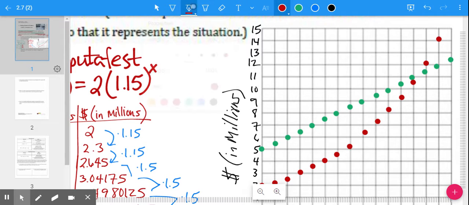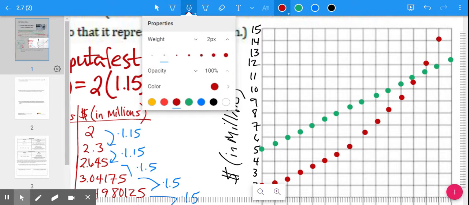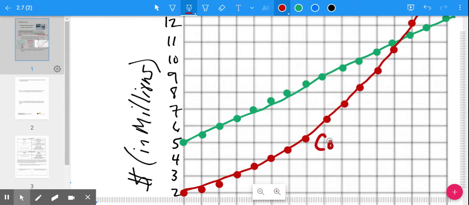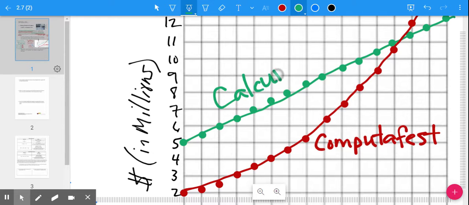So what you can notice about both of these graphs is that one of them has a curve, it's exponential, and the other one is linear. So we've got Calcurama and Computafest represented on our graph. And if I were you guys, I would label them with words because maybe you're not using the same colors as me. So this is Computafest, and this is Calcurama.